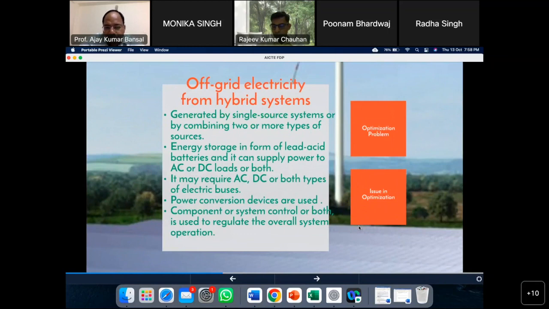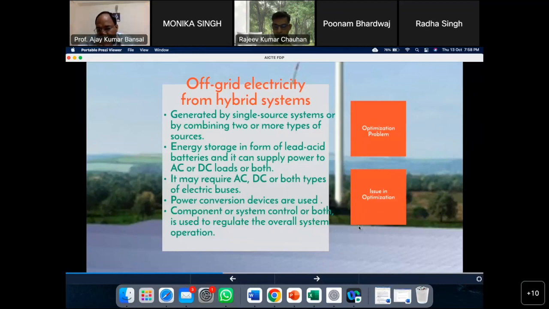So an off-grid hybrid energy system can be generated by a single source system, or it can be generated by combining two or more types of sources. Energy storage is a necessary requirement when we are talking about an off-grid electricity system, because energy storage in the form of batteries can be used to supply power to the AC or DC load or both. It may require AC, it may require DC, or both types of electric buses as per the requirement. If the load is only AC, then only AC buses are required. If we have both types of system, we require both. The system can also be only DC.